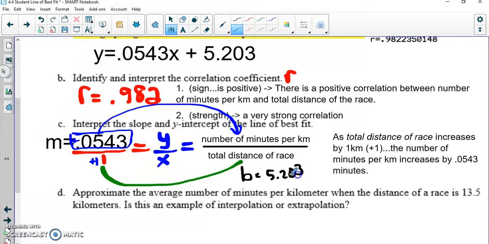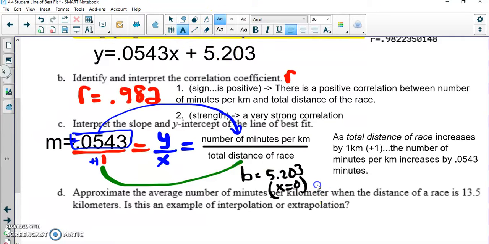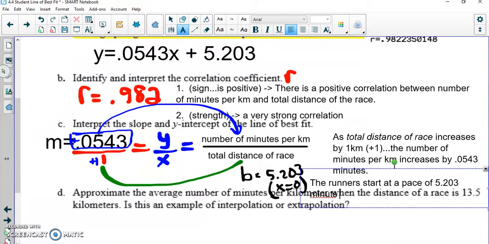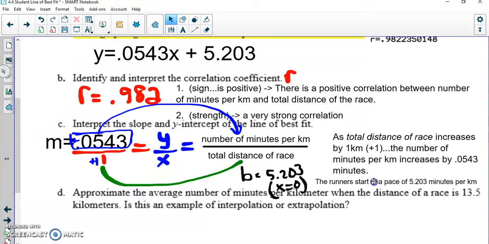Now the b value we know came when x was equal to 0. So it's our starting pace. So the y-intercept is always a starting value. So the runners start at a pace of 5.203 minutes per kilometer. And then we know the slope will tell us that as the race gets longer, their pace will go up. So most people will be capable of starting at running at that pace.